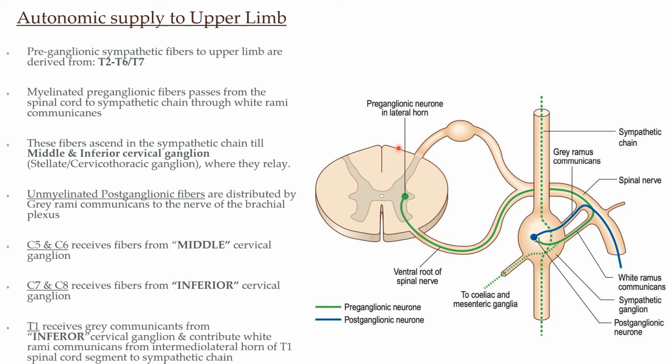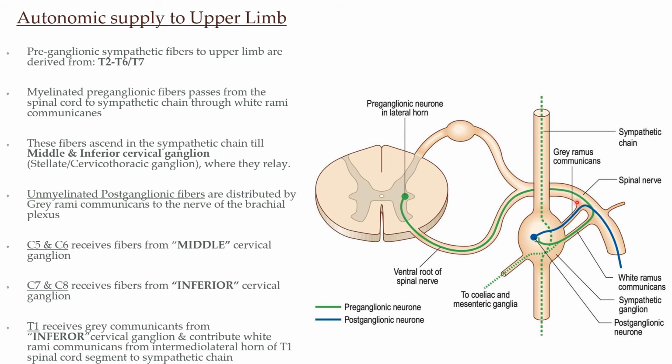In this illustration, you can see a transverse section of a spinal cord. This is the dorsal side and this is the ventral side. So this becomes the ventral root of a spinal nerve and this is the dorsal root of a spinal nerve, where you can see the dorsal root ganglion. The dorsal root of the spinal nerve unites with the ventral root of the spinal nerve to form a single spinal nerve.